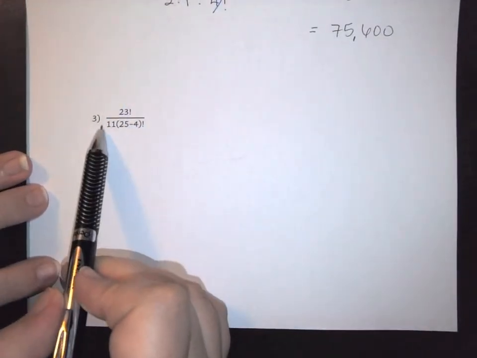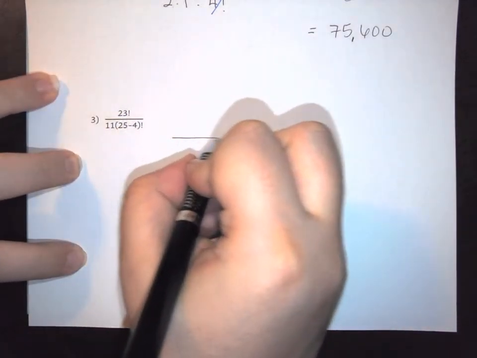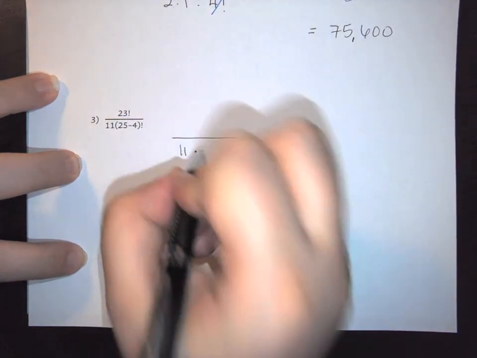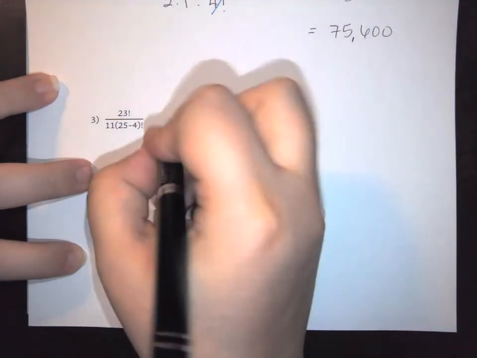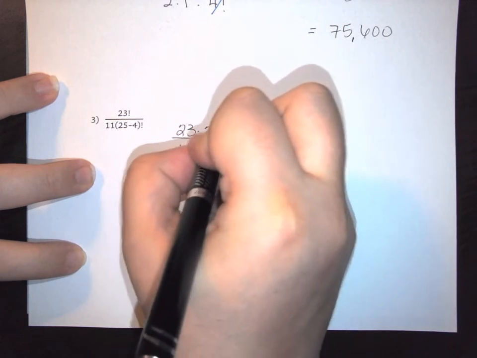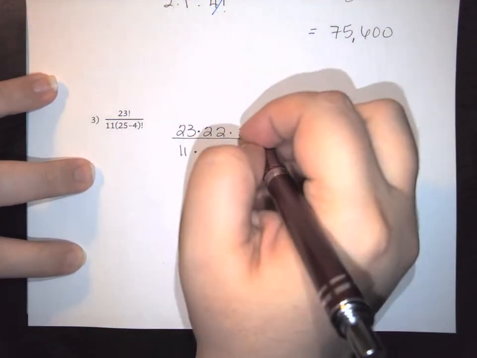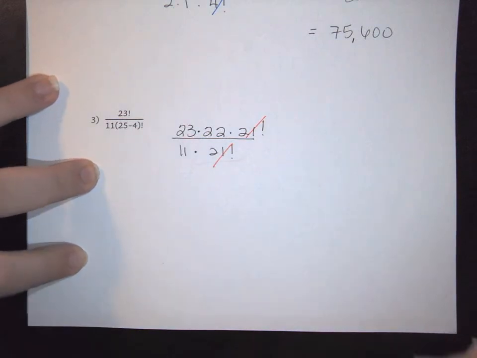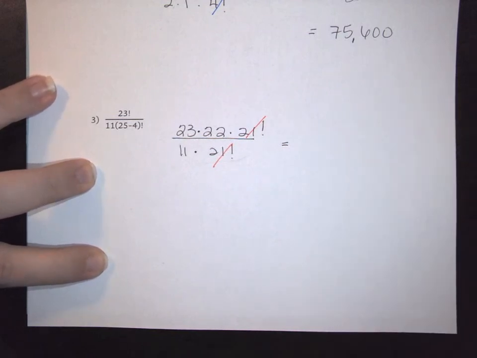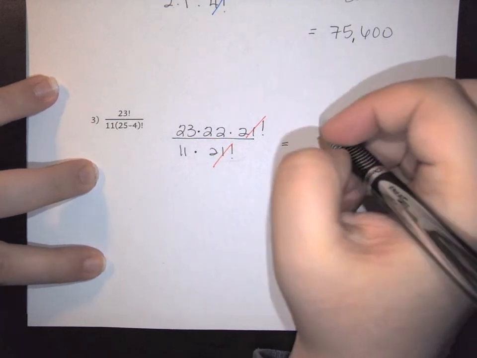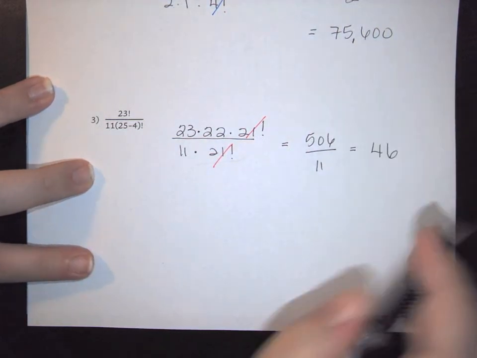Now here, this bottom one, we're going to do kind of the same way. First and foremost, we know we're going to have our numerator and our denominator. Here we're going to look at this: 11 times 25 minus 4 is going to give me 21 factorial. On the top, this is 23 times 22 times 21 factorial. Again, that allows us the opportunity to cross out as much of our problem as we can. So here we would do 23 times 22, which is 506, divided by 11, which is going to give me 46 as a result.